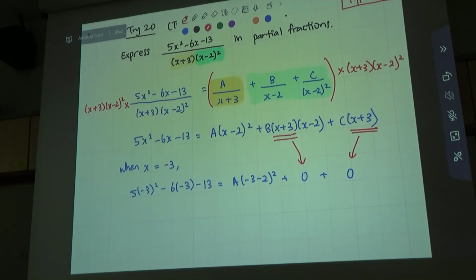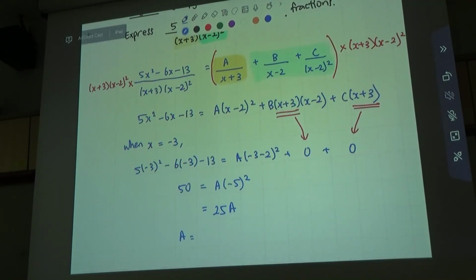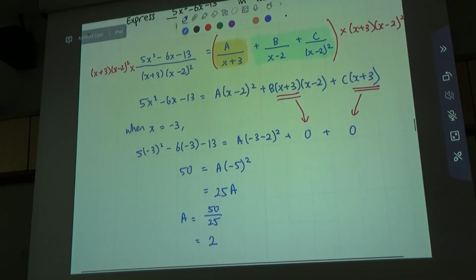Then use your calculator to help you in calculation. So, I will be able to get 50 on the left side. And then on the right side, it will be negative 5 bracket square, that is 25A. So we have found A to be 2.